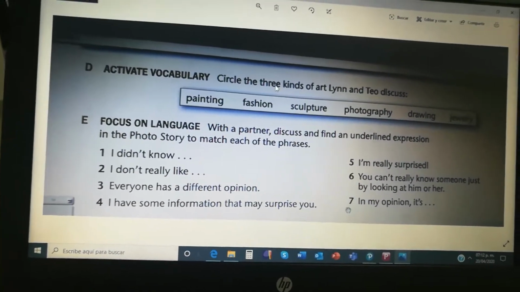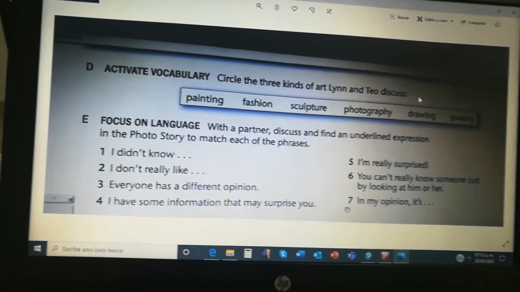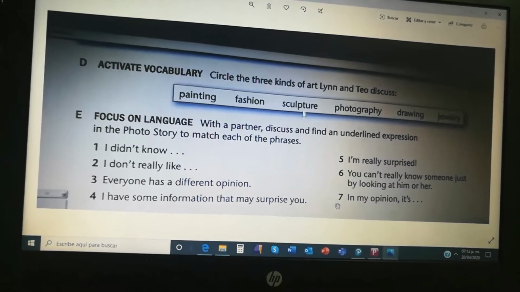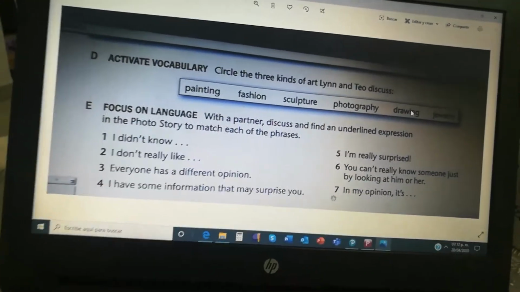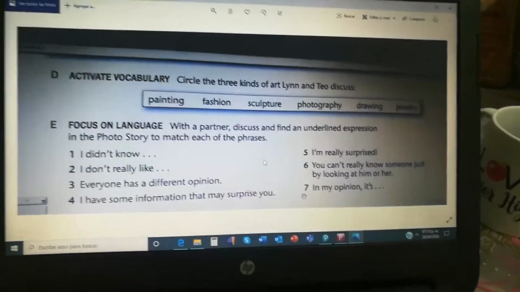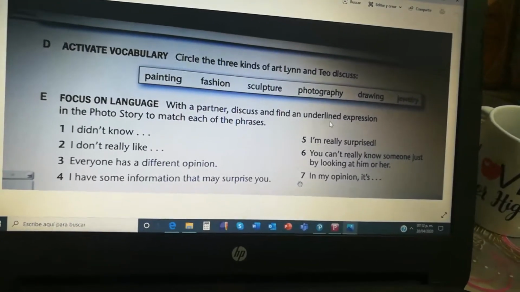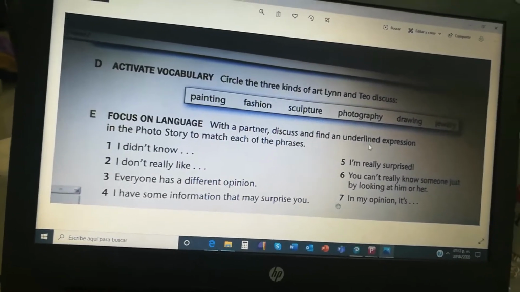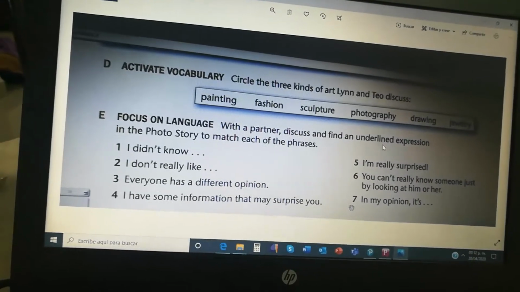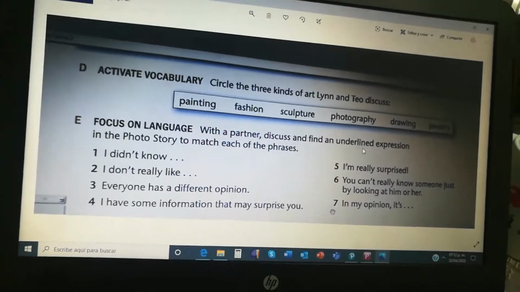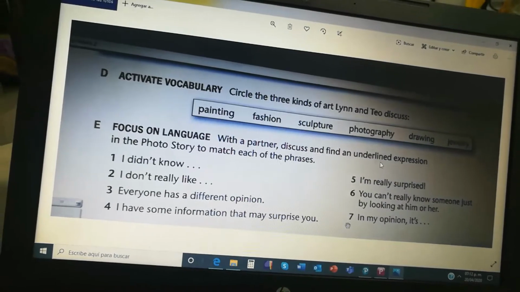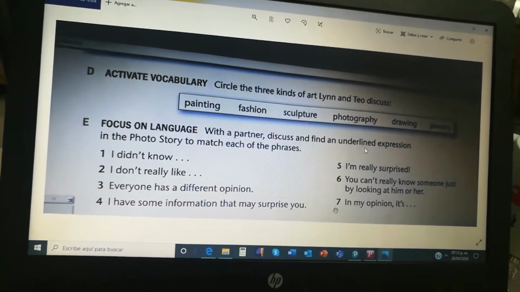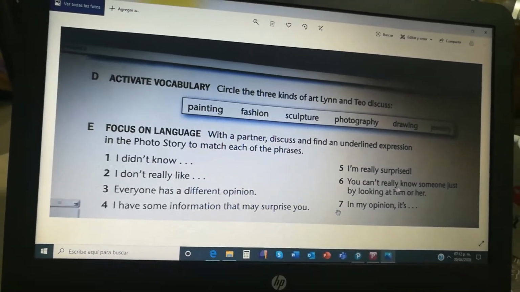For example, circle the three kinds of art Leon and Theo discuss. What are the three kinds of art? Okay, and you circle the three. And then you have discuss and find and underline an expression in the photo story to match each of the phrases. For example, number one, I didn't know. You need to find it in the photo story. In this case it is I had no idea. Okay, I had no idea. And continue with the other sentences that you have.